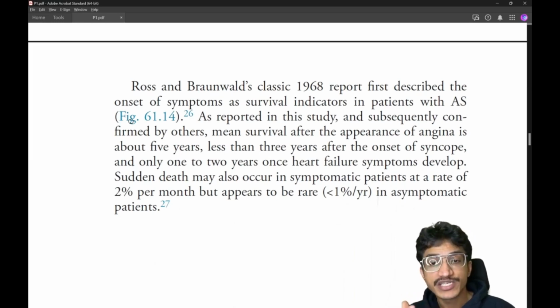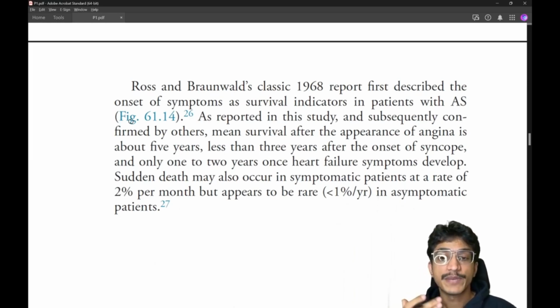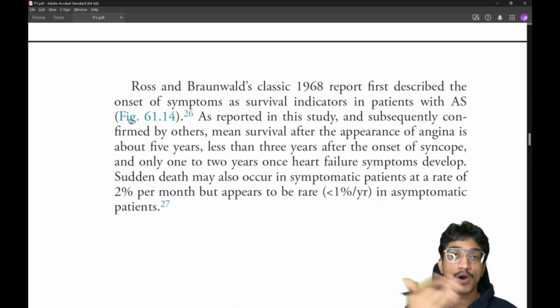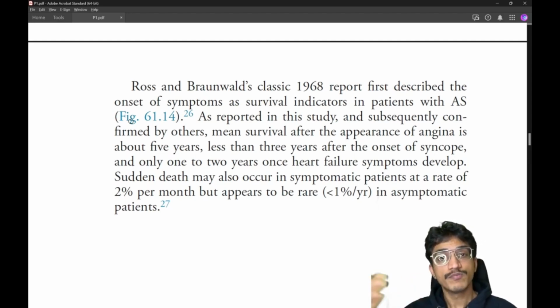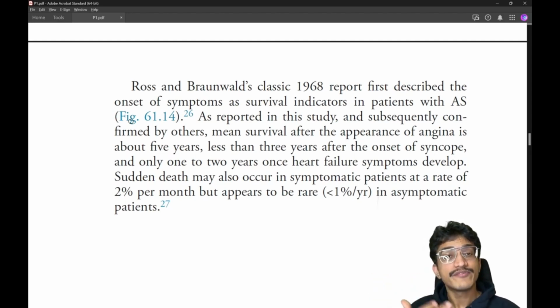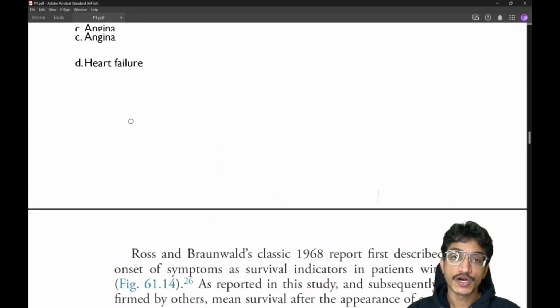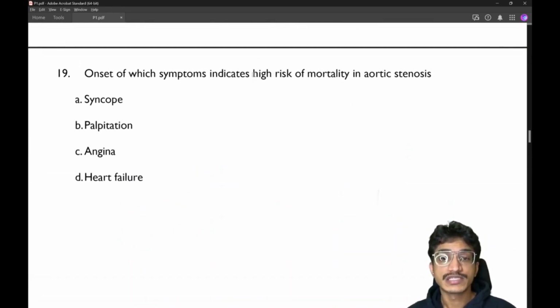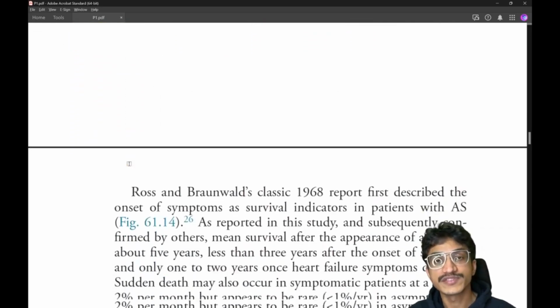What they mentioned is that regarding survival, the patient presenting with angina has a longer survival. If they present with syncope, shorter survival, and if they present with heart failure, then much shorter. So the onset of which indicates high risk of mortality? The answer according to me should be heart failure in this case, according to the reference given from Sebastian.